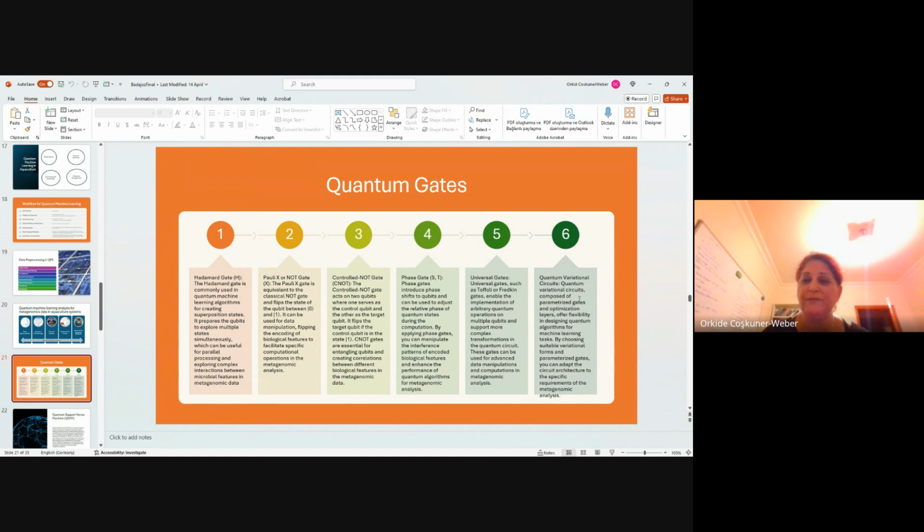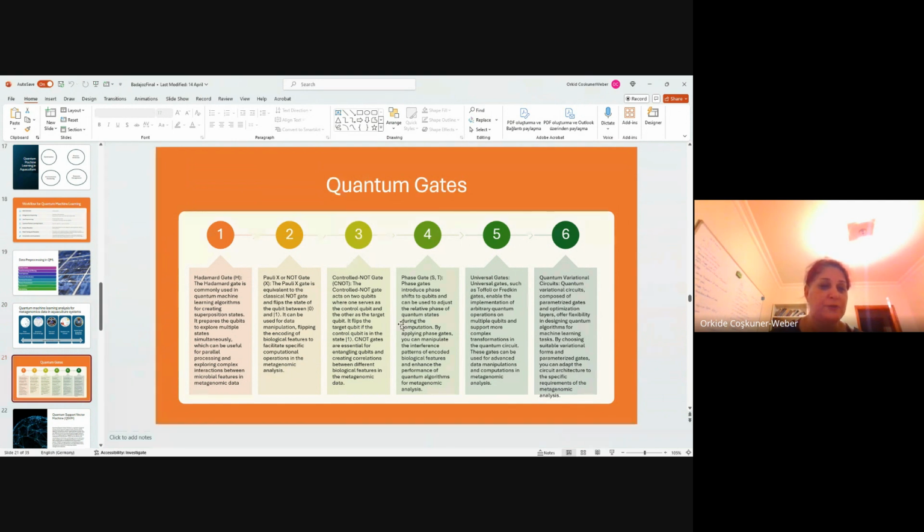And finally, we have quantum variational circuits composed of parametrized gates and optimization layers. These offer flexibility in designing quantum algorithms for machine learning tasks. By choosing suitable variational forms and parameterized gates, we can adapt the circuit architecture to the specific requirements of the metagenomic analysis.